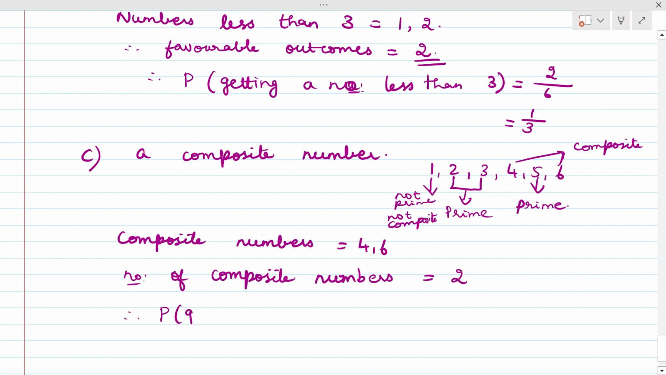Therefore, the probability of getting a composite number is equal to 2 by 6. 2 is our favorable outcome and 6 is the total possible outcome. When you reduce it, it will become 1 by 3. So in this case also it is 1 by 3.